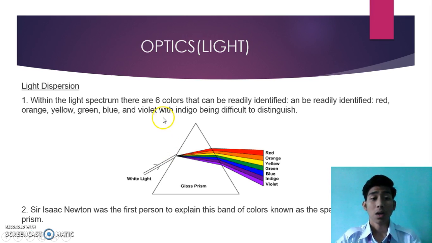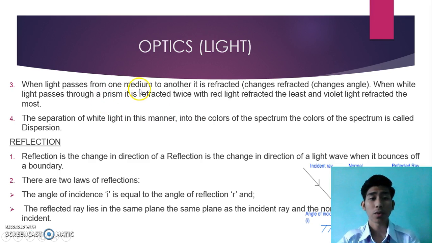Light dispersion. Within the light, there are 6 colors that can be readily identified: red, orange, yellow, green, blue, and violet, with indigo being difficult to distinguish. Sir Isaac Newton was the first person to explain this band of colors, known as the spectrum, using a glass prism. When light passes from one medium to another, it is refracted. When white light passes through a prism, it is refracted twice. Red light is refracted the least and violet light is refracted the most. The splitting of white light in this manner into the colors of the spectrum is called dispersion.